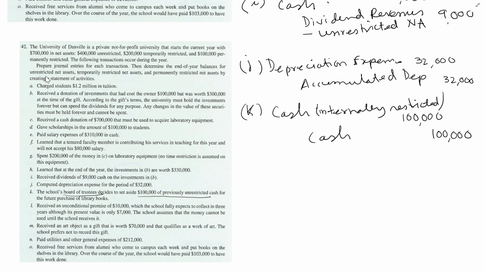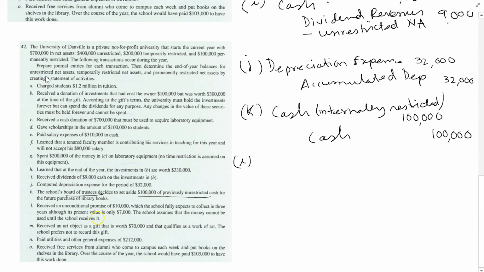Now number L. Number L says that they received an unconditional promise of $10,000, which the school fully expects to collect in 3 years, although the present value is only $7,000. The school assumes that the money cannot be used until the school receives it. So they received a promise. It is one kind of pledge, right? And this is unconditional.